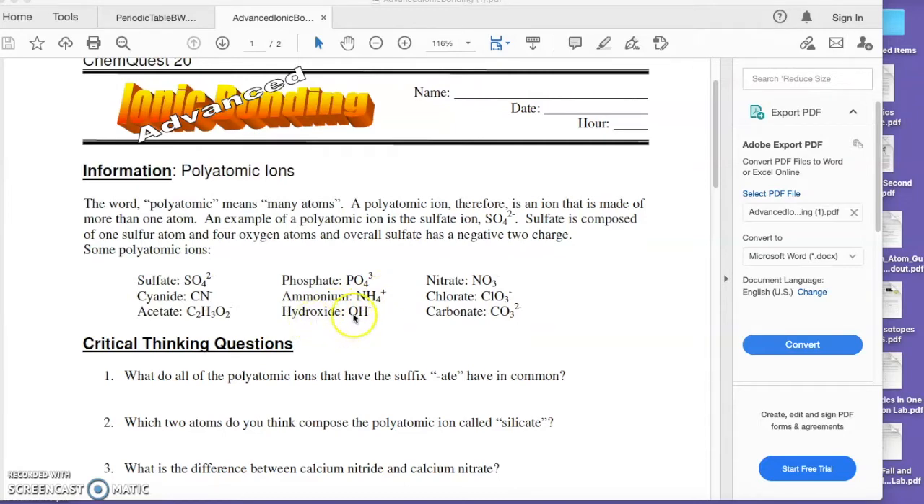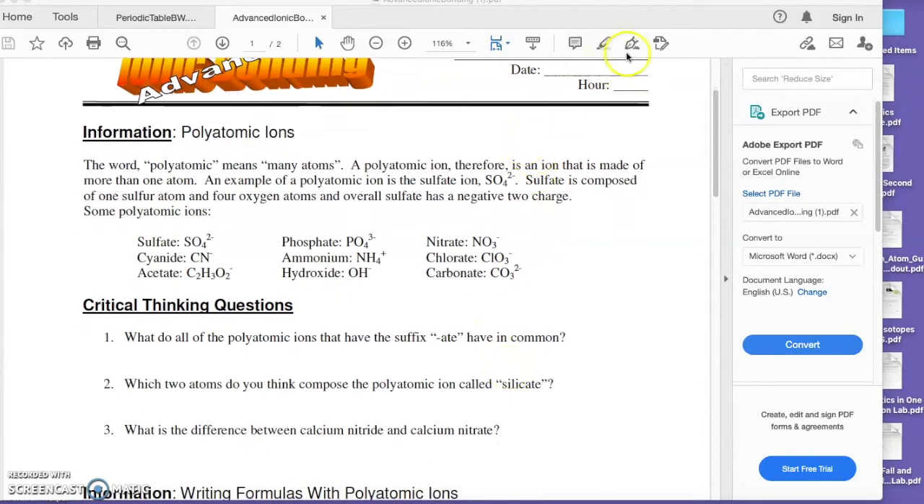Hydroxide, which is OH, negative 1 charge. Nitrate, NO3, negative 1 charge. Chlorate, ClO3, negative 1 charge. And carbonate, CO3, 2 negative.